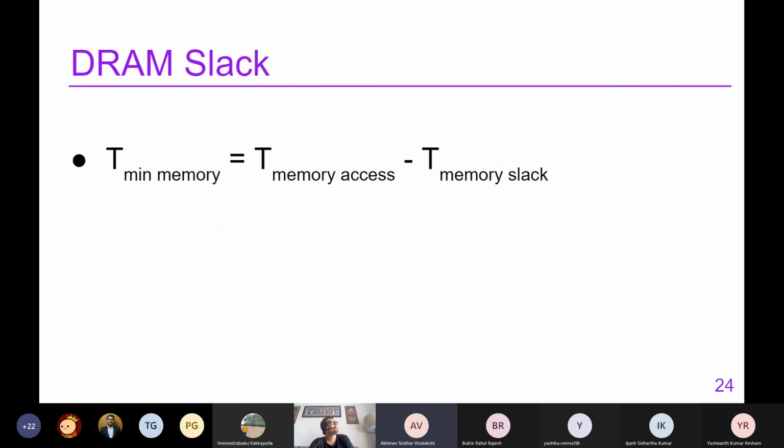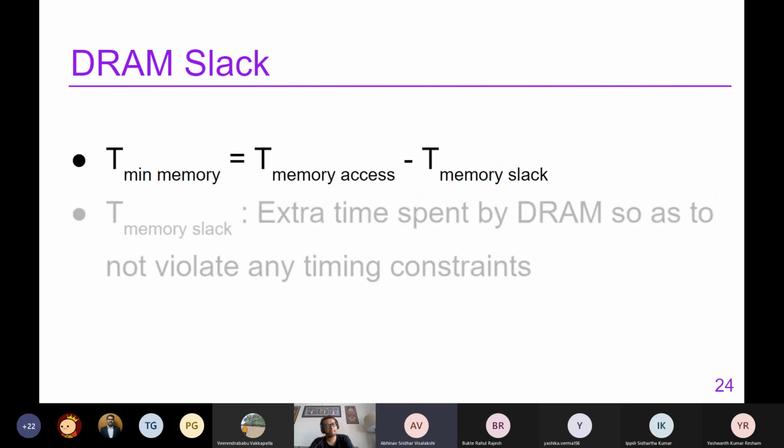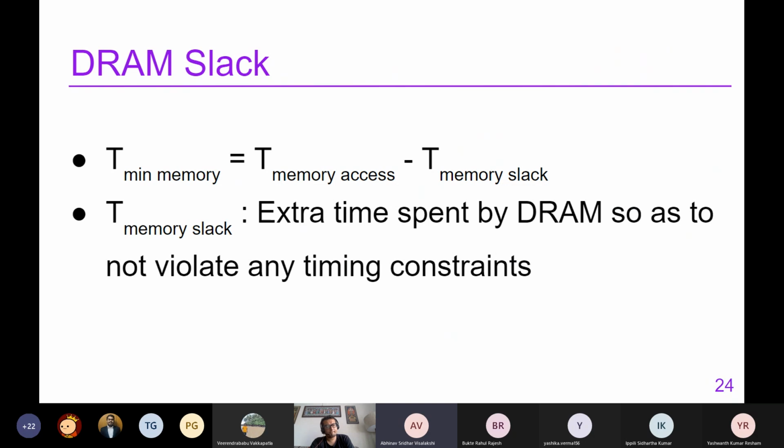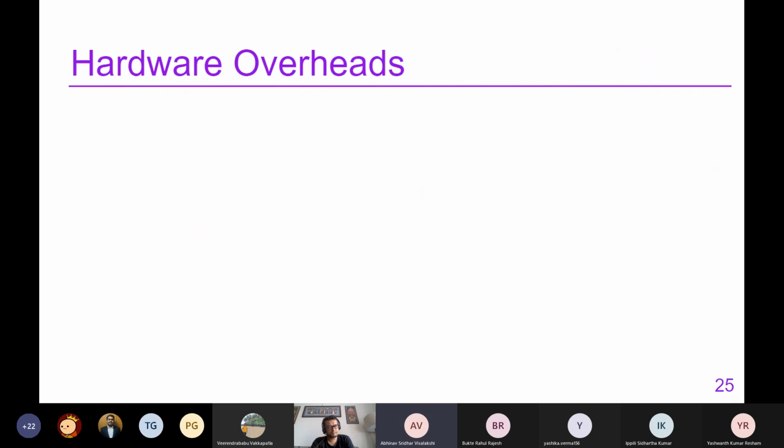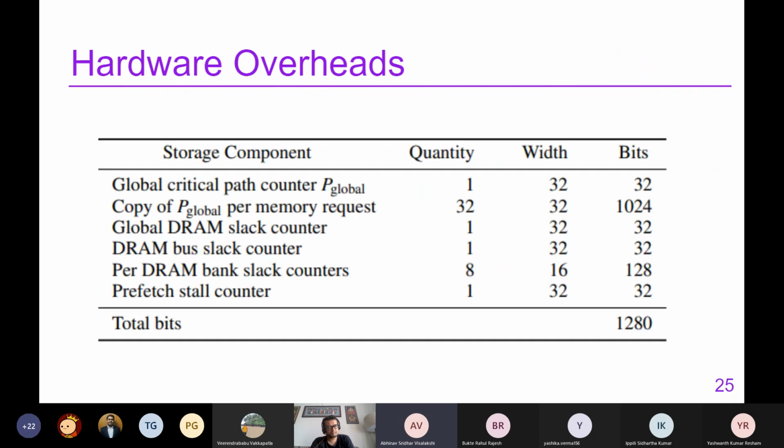T min memory is defined as the total memory access time minus memory slack time. This memory slack time is defined as the extra time spent by DRAM so as to not violate any timing constraints. To calculate this, there are counters at each DRAM bank, the DRAM bus, and the global DRAM itself. So these are the hardware overheads: for each one, the second one, and then three slack counters and one prefetch stall counter.